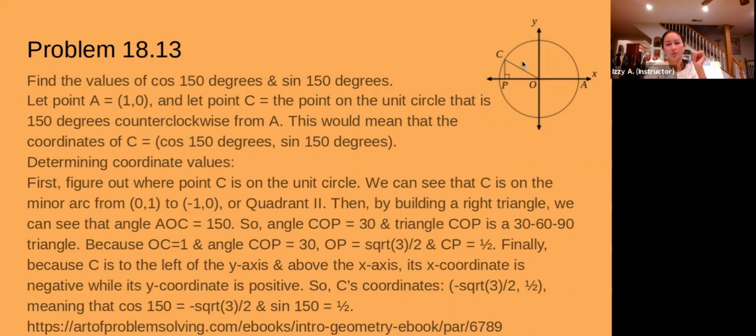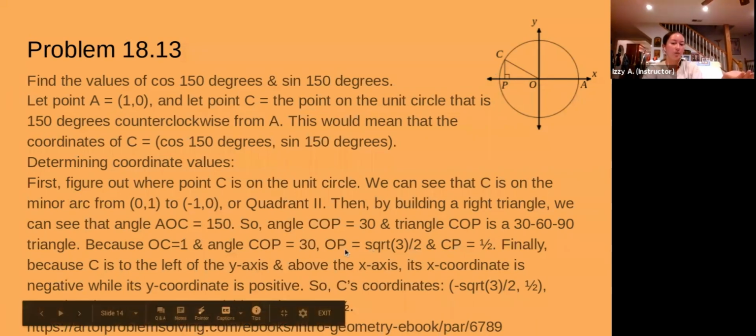Like, okay, if the hypotenuse is equal to x and that's equal to 1, then CP, the shorter leg, is going to be x over 2 or 1/2, and then PO would be equal to the shorter leg, 1/2, times square root of 3, so that would be square root of 3 over 2. So yeah, you could arrive at these two values in different ways.